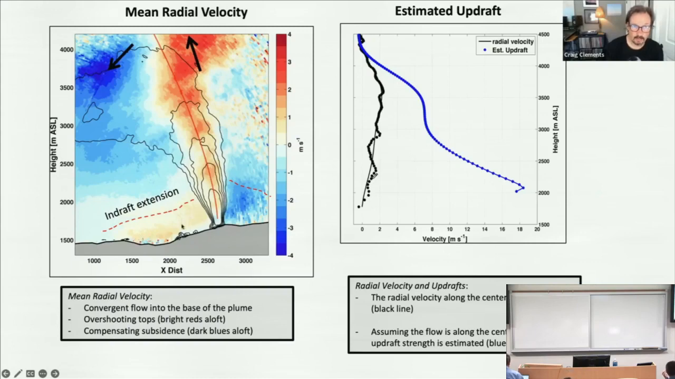In the red is away, positive velocities away from the LiDAR, and winds blowing towards the LiDAR. We can see entrainment or convergent flow at the base of the column, and we can see really strong velocities up at the top of the plume, and then downdrafts at the backside of the plume as it's bent over. So that's compensating subsidence on the backside and overshooting plume tops. So the plume's punching up and it's sinking back down. So we're able to get that in terms of averaging it out.